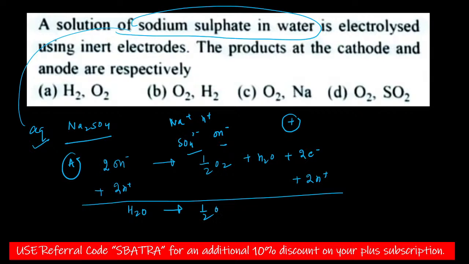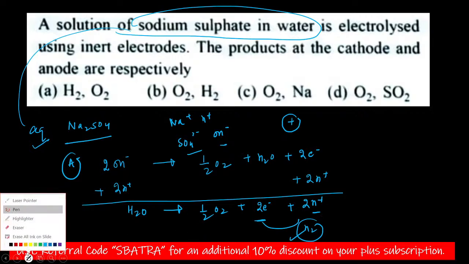Okay, it will give you half O2 plus 2 electrons plus 2H plus. And what is this 2H plus and 2 electrons? Can I write this is nothing but H2 gas? Yes guys, can I write this way? This is nothing but H2 gas, 2 electrons plus H plus. This is nothing but H2 gas, but we can write it in this way.